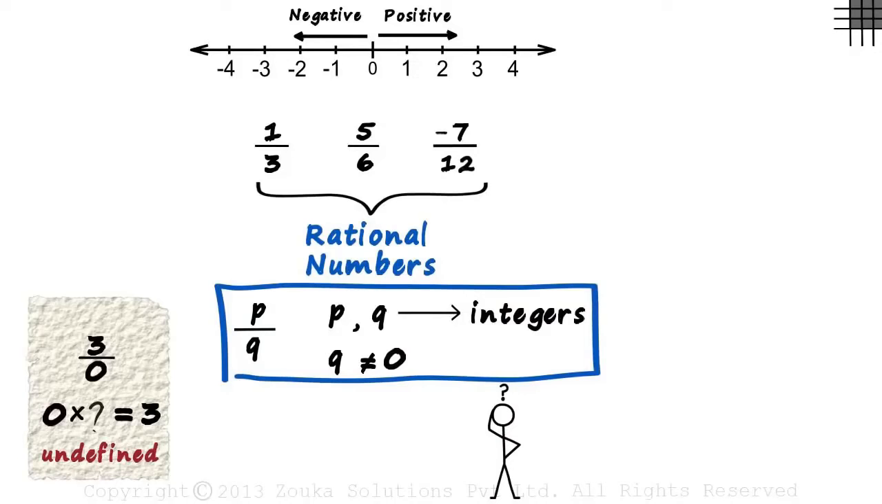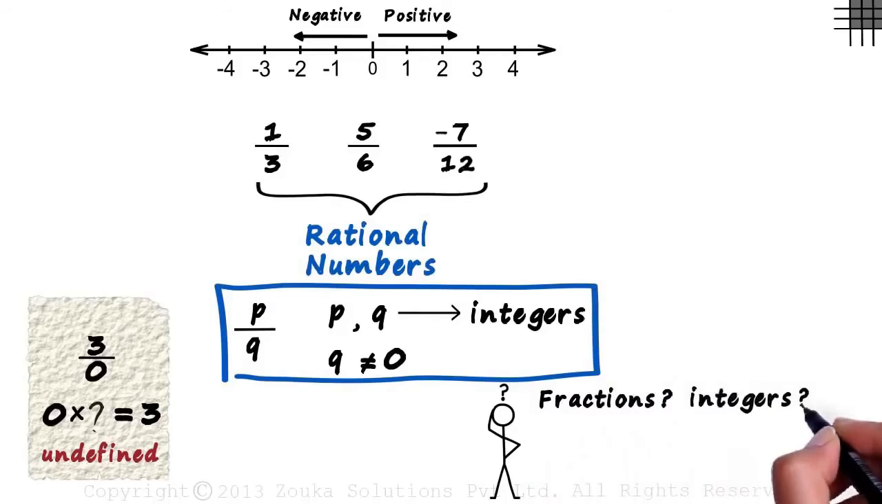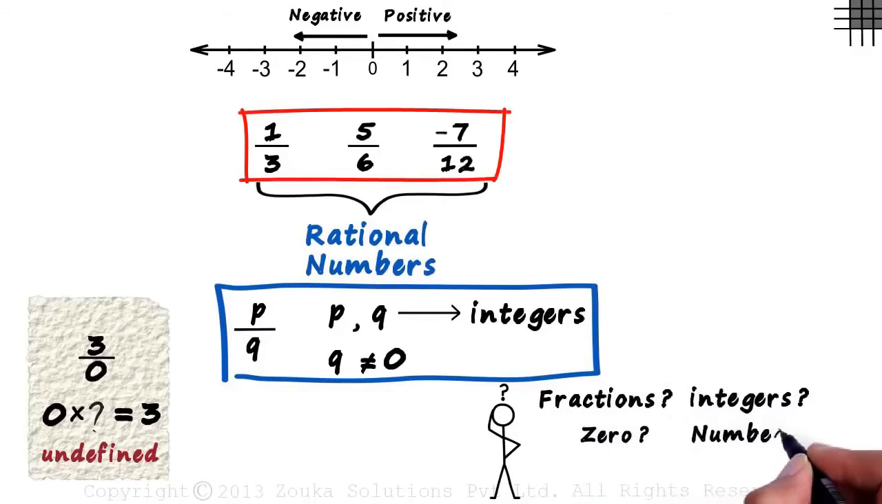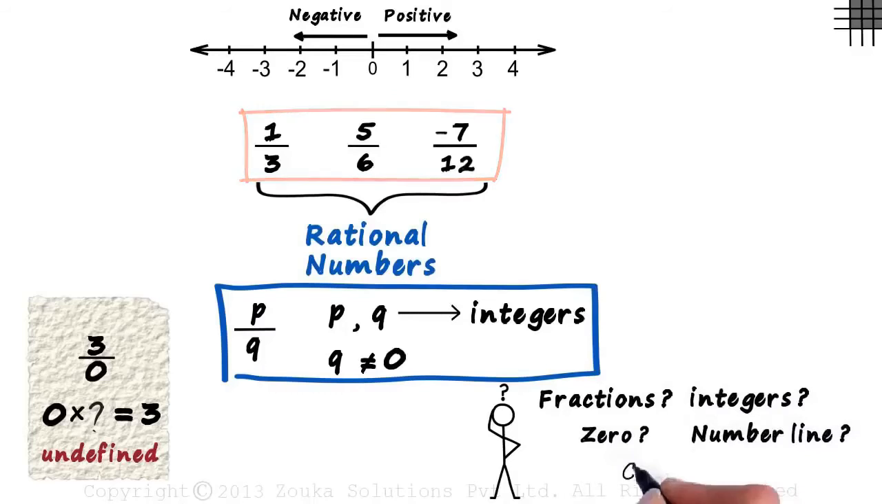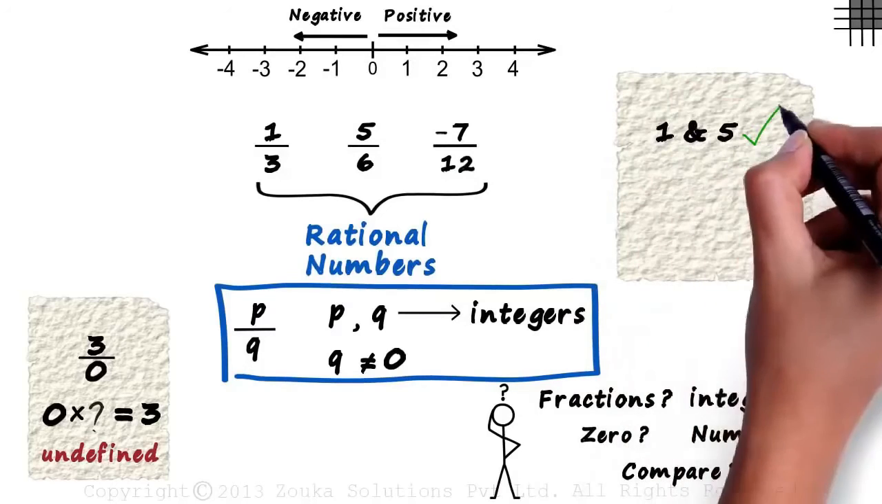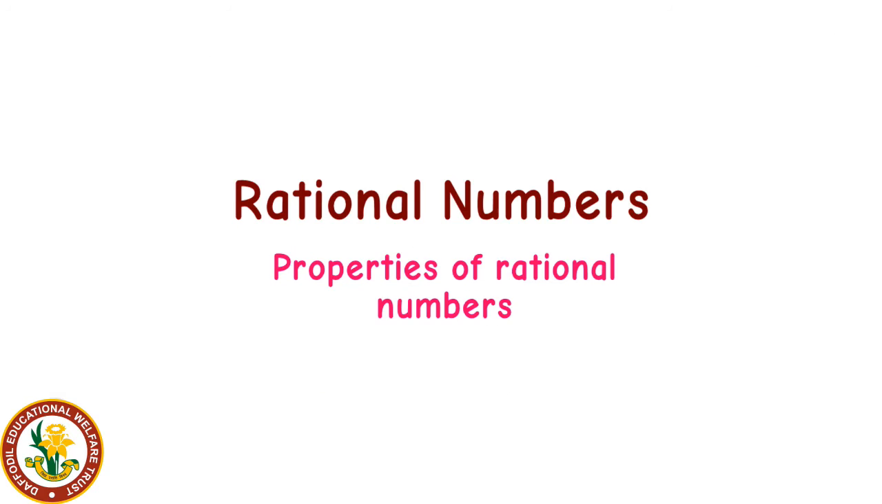What is the difference between rational numbers and fractions? Are integers classified as rational numbers? What about 0? How do we plot such numbers on a number line? And how do we compare two rational numbers? For example, if you're asked to compare 1 and 5, you could easily say that 5 is greater of the two.